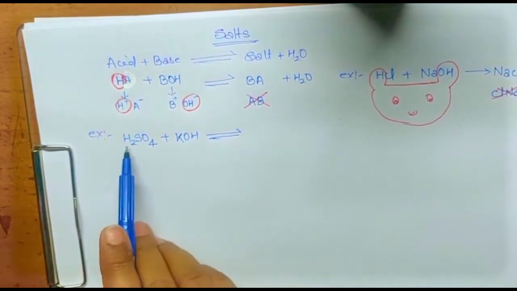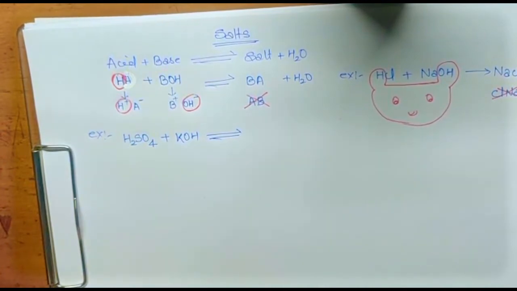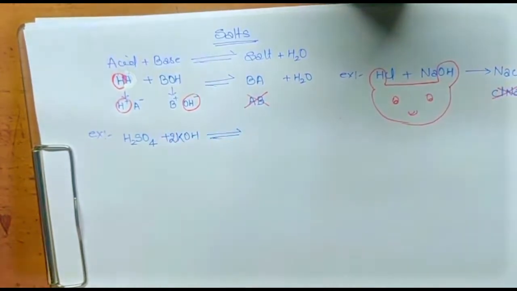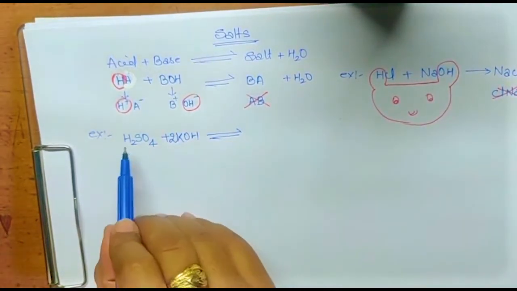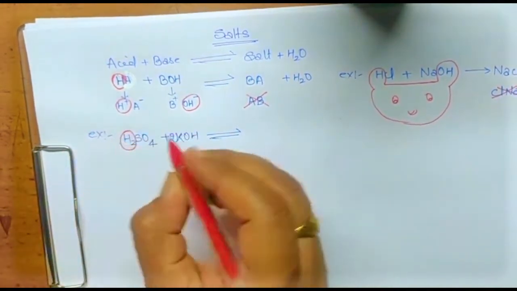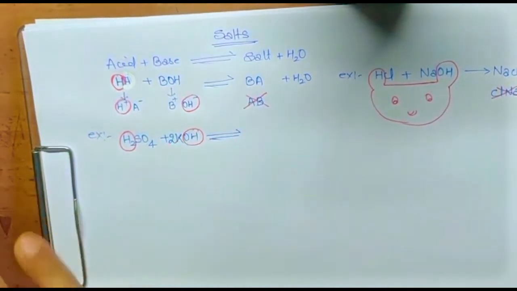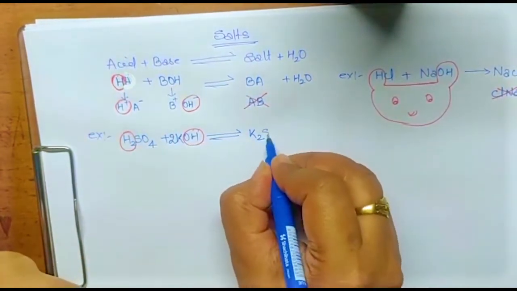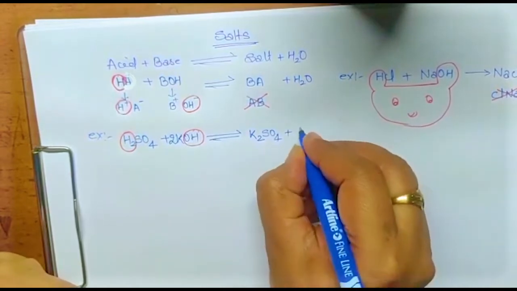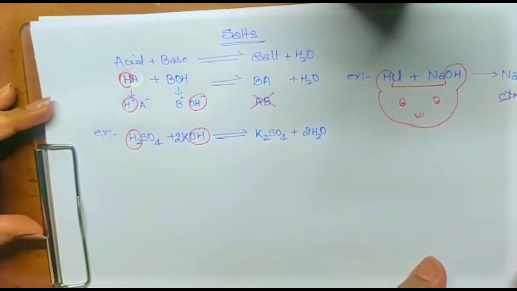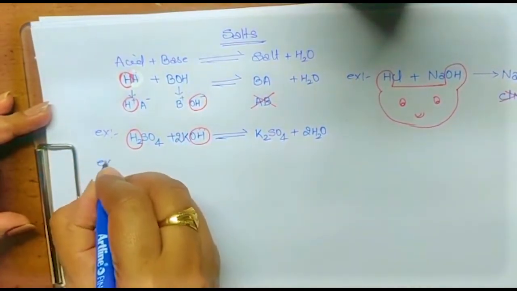So if there is 2H, what do we need? We need 2 OH minus, isn't it? But here it is one only. So what will we do? We'll write 2 over here. Clear? So now we got 2H and 2 OH minus. So what is left? How many potassium are left? K2. So that's why K2 and 1 SO4 only. So this is K2SO4 along with how many water? 2H2O. Isn't it?